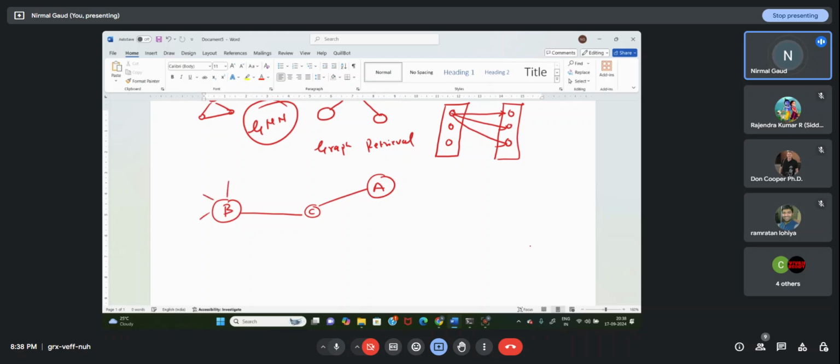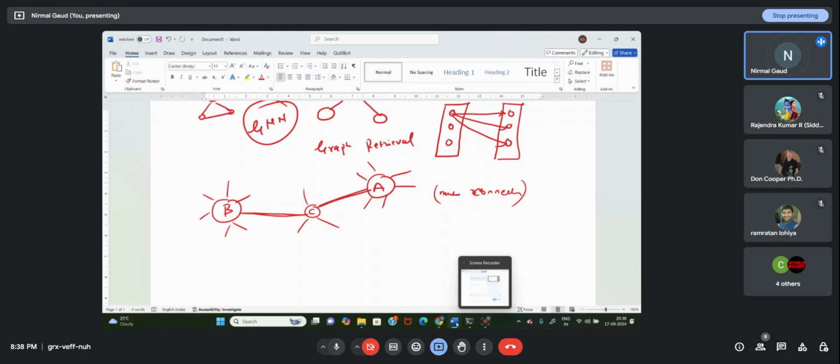B has its own network, A also has its own network, C also has its own network. However, with this particular edge and this particular edge, I can find that C is a common friend between A and B. And this is how mutual connections are recognized. Mutual connections can be found out by social media, so obviously they use graph retrieval and graph techniques.